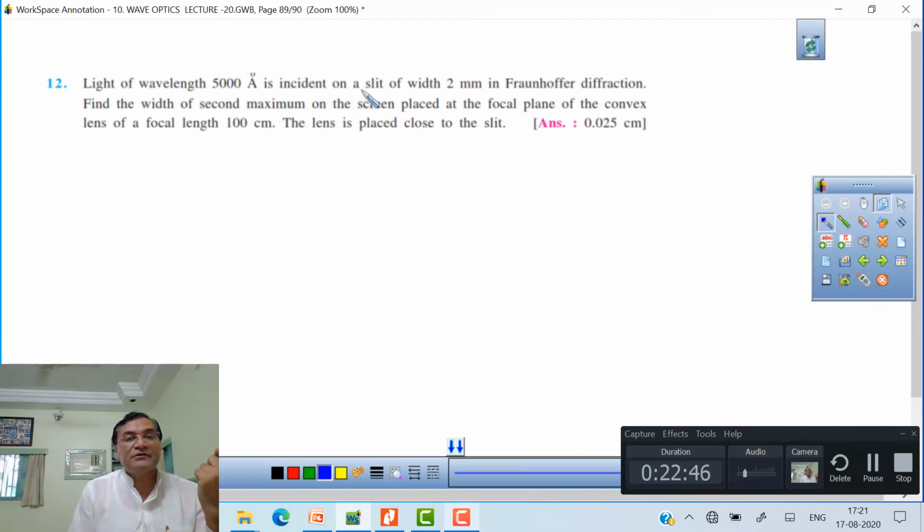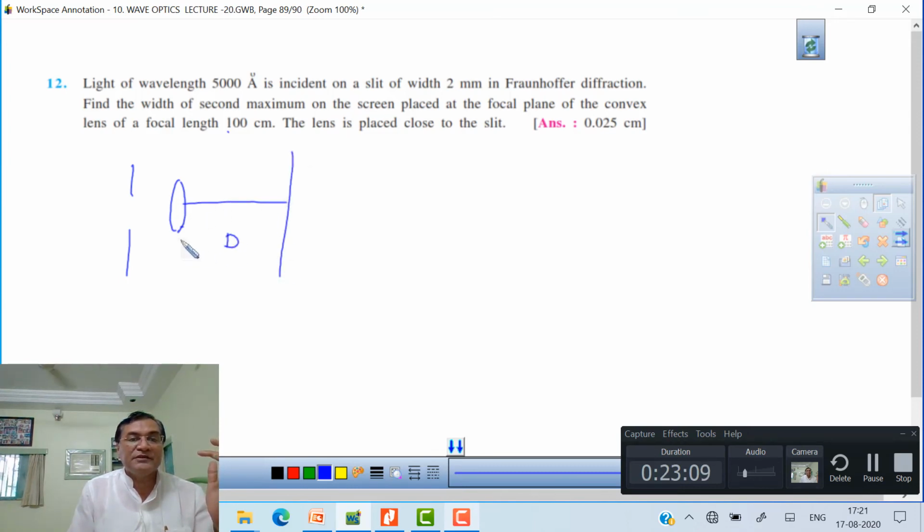Light of wavelength 5000 angstrom is incident on a slit of 2 mm in front of a diffraction. Find the width of the central maxima on the screen placed at the focal point of a convex lens of focal length. So to see a very good image, we use a convex lens. So this is the slit and we are using a lens here, and this screen is placed always at the focal point. So this D is equal to f.